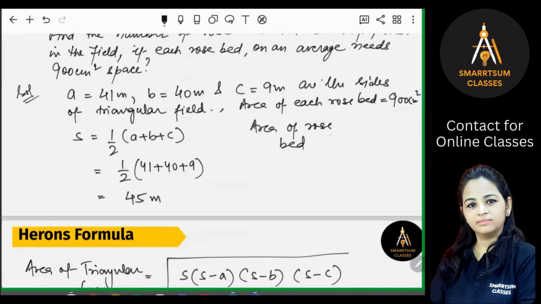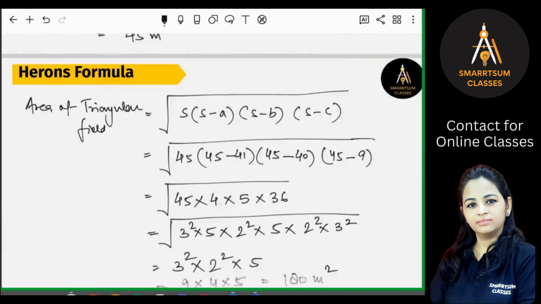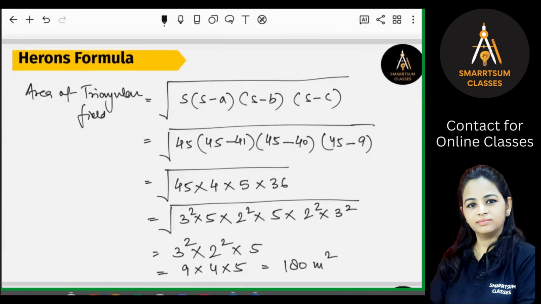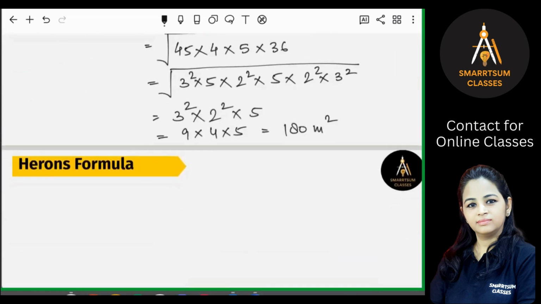So what we will do, we will first convert this area of the rose bed into meter square. To convert this, we will divide it by 10,000, which means 100 into 100, because we have centimeter square, so each centimeter needs to be converted into meter. That's the reason we divide by 10,000. So this will be equal to 0.09 meter square. This is the area occupied by each rose bed, and the area of the whole triangular field is 180 meter square.